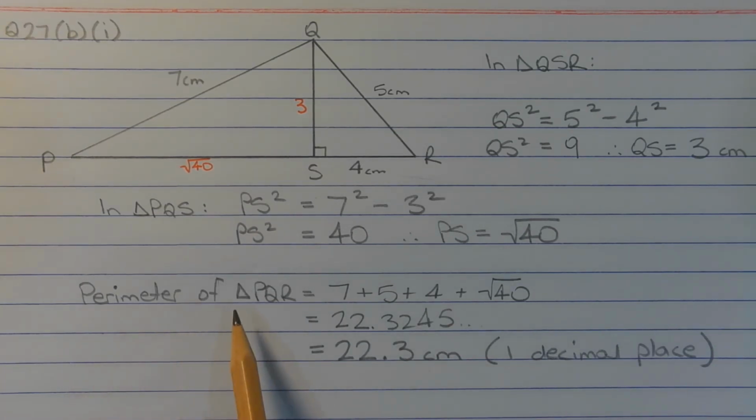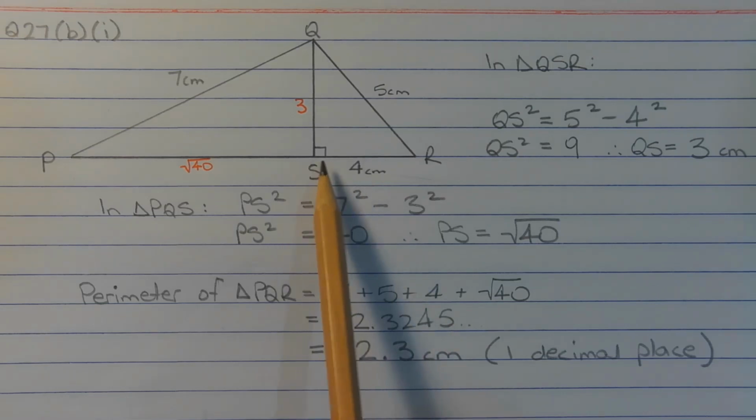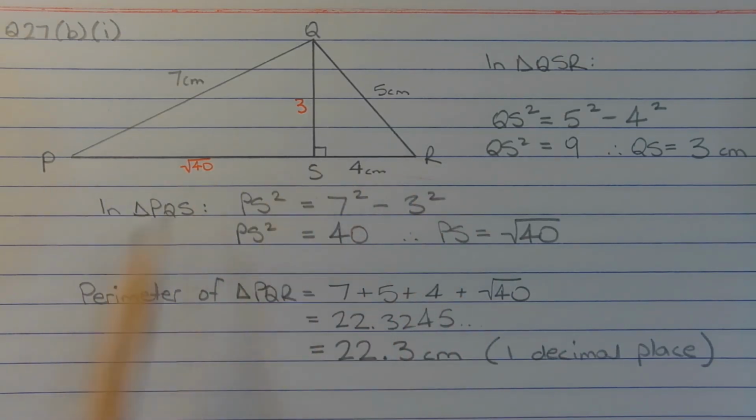So the perimeter of triangle PQR is equal to 7 plus 5 plus 4 plus the square root of 40, which equals 22.3245 and so on, which rounds to 22.3 centimeters, correct to one decimal place.